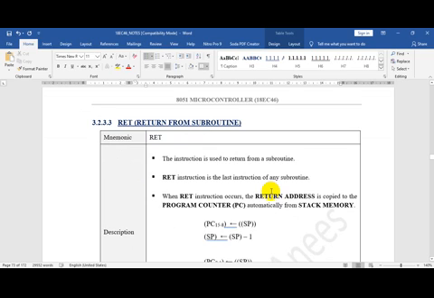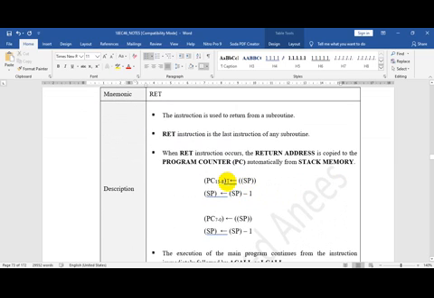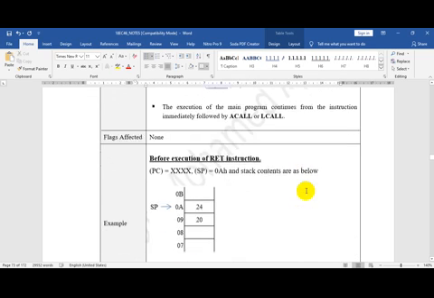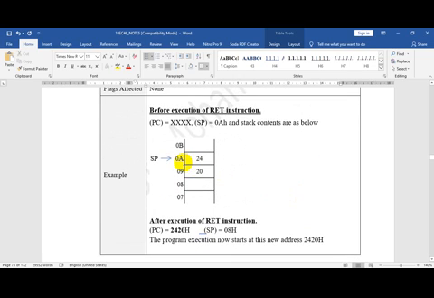Then we have the return instruction, which you have already seen. Whenever a return instruction occurs, whatever return address you had saved onto the stack is retrieved back. First the higher byte of the PC, then the lower byte of the PC is retrieved back, and the execution continues from where it had left. As an example, you can see this was the return address which was saved. 24 is the higher byte of the PC, 20 is the lower byte of the PC.